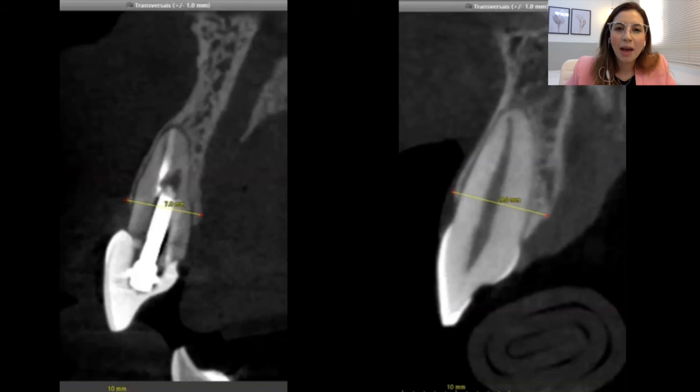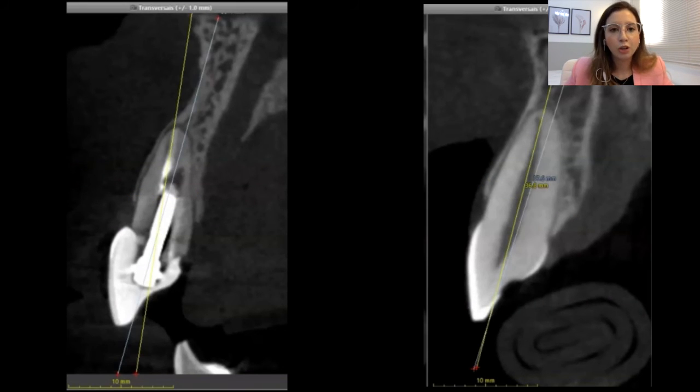Now let's do some mathematics. To your left, we have an alveolar process with a 7 millimeter width, while to your right, it is 9 millimeters. The buccal and palatal bones are also thicker to your right. The tooth is outside the bone envelope to your left, while it is totally inside to your right.